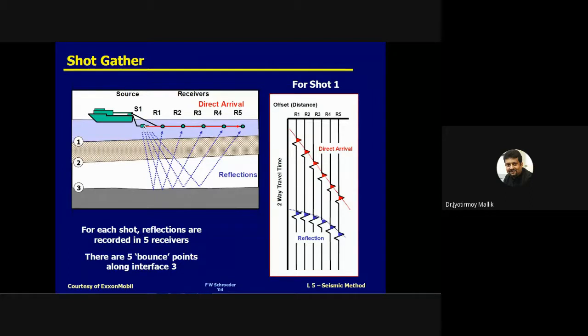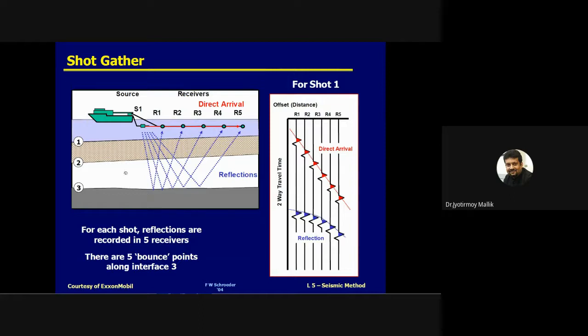So you have a source, and then you have a series of receivers. Receiver 1, 2, 3, 4, 5. Okay. Now you see, if I make an elastic wave at S1, what would happen? Of course, the layers will reflect it. Okay. So I am now considering only the interface between 2 and 3.